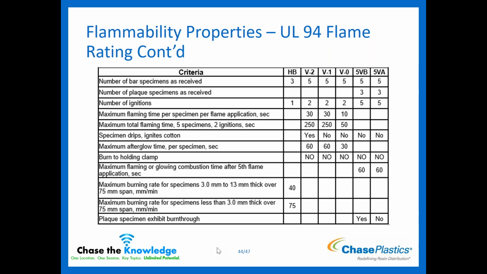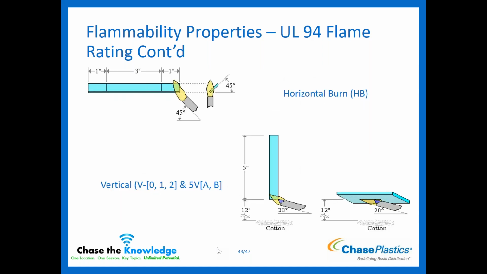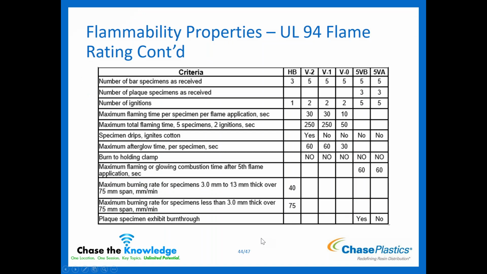And then the amount of time that it's allowed to continue to burn is a lot less with your V0 compared to your V2s. And then your 5VAs and 5VBs, very specifically speaking, we're looking at that plaque again on the last page. Your 5VA is not allowed to have burn through, and your 5VB can allow it. So we put it right underneath there. If it burns through it, you're getting 5VB. If it does not, 5VA. And so, like I mentioned, the table will be here if you want to review it in the future, but just note that that's what we use when we're talking about those different characteristics and the different ratings.